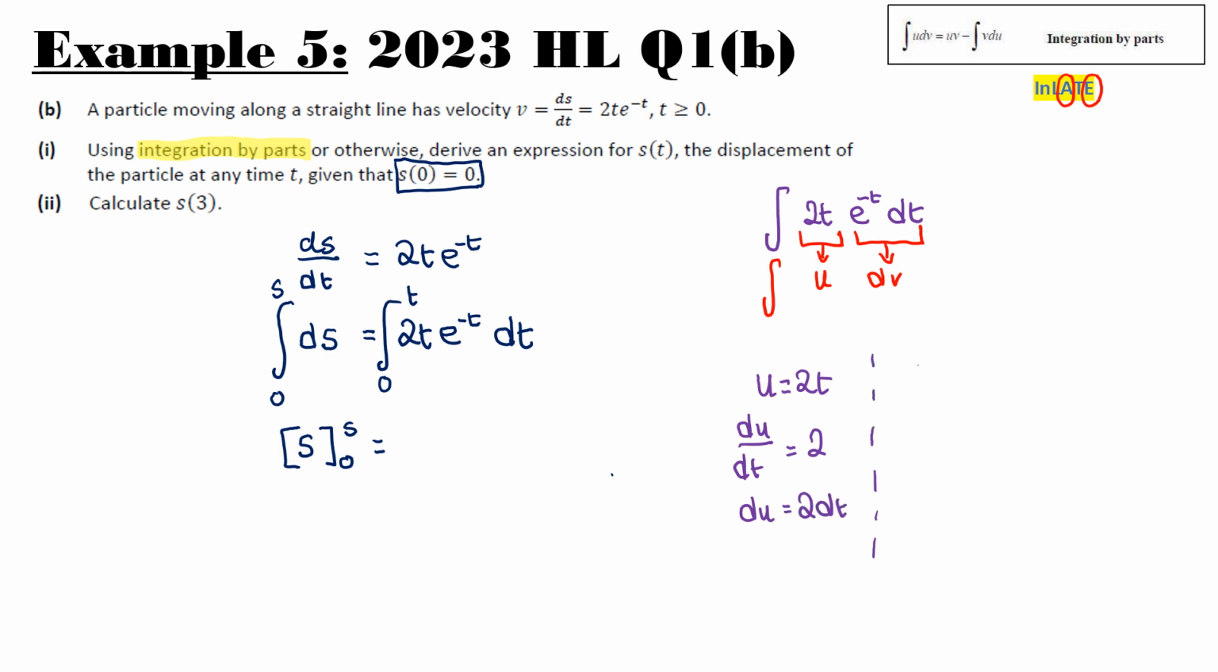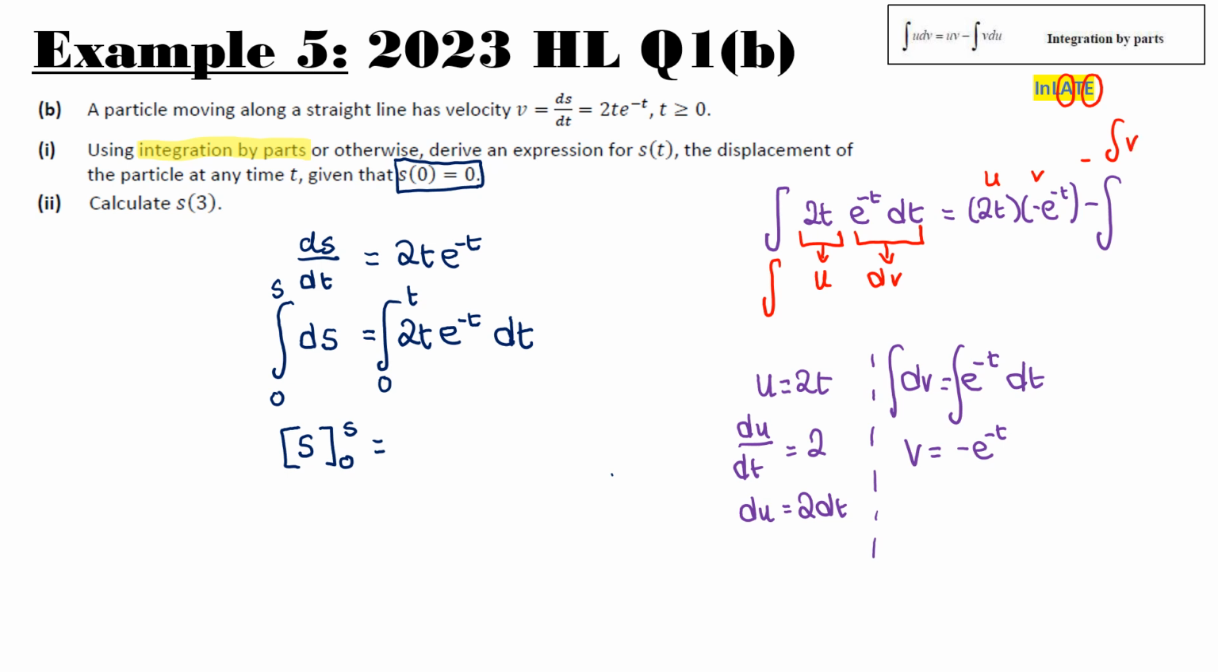Then take our dv, which is equal to e to the minus t dt, and we integrate both sides, which gives us v is equal to e to the power minus t. That doesn't change, but there is a little bit of chain rule there. We do have a formula on page 26 that will just give us this as our answer. No need to put in any plus c or anything like that because we're going to use our limits when we bring that back to the question. So we get v is equal to minus e to the power of minus t. So this becomes u, which is 2t, times v, which is minus e to the power of minus t, minus the integral. Just from our formula, that's uv minus the integral of v du.